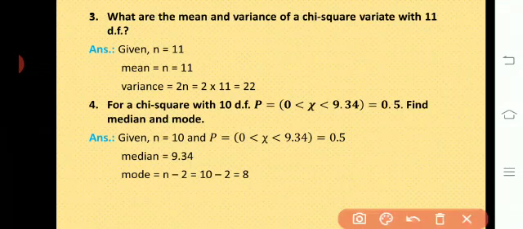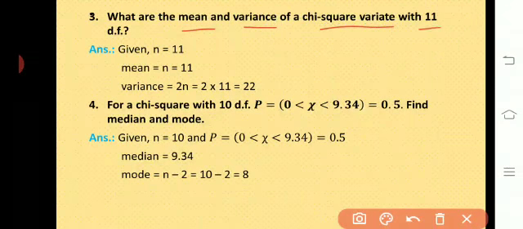Then the next question is, what are the mean and variance of a chi-square variate with 11 degrees of freedom? The solution, the given here is n equal to 11. So mean equal to n equal to 11 and variance equal to 2n, that is 2 into 11. So variance equal to 22.